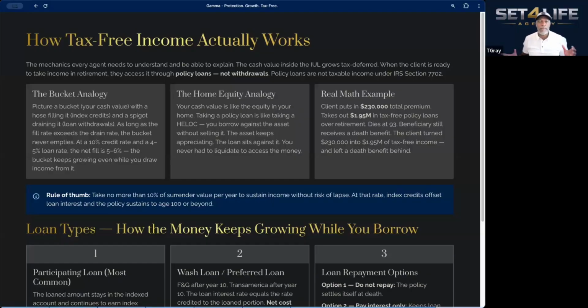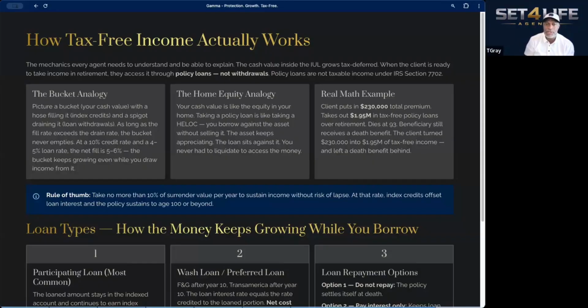So you've got to look at it this way. Look at it like a bucket. The bucket is the cash value of the IUL. And there's a hose that's filling the bucket. Those are the index credits that are tied to the market. And then there's a little spigot or faucet on the bucket, and stuff is coming out. Those are your loan withdrawals. As long as the fill rate is bigger than the drain rate, the bucket never gets empty. So if the fill rate is 10% and the loan rate is maybe 4 to 5%, then there's a net 5 to 6%. That bucket is going to keep growing even while you're drawing out of it. That's how an IUL behaves.